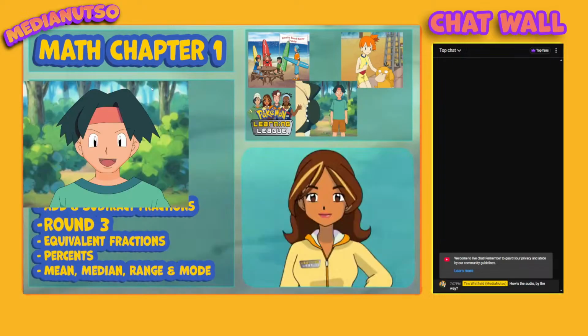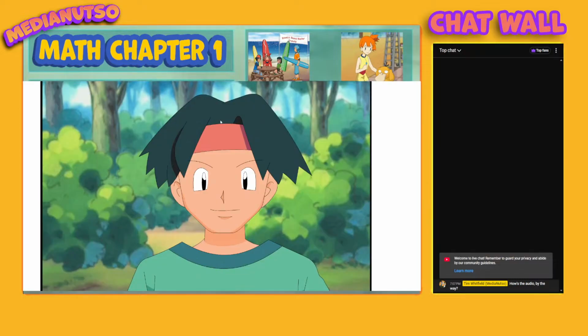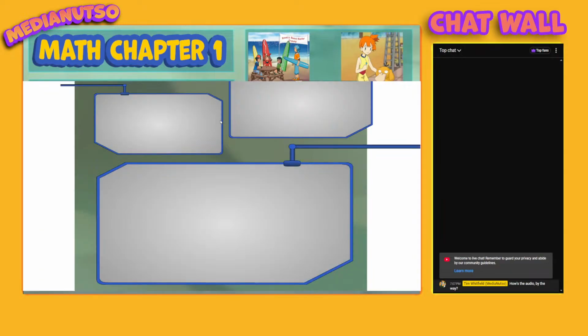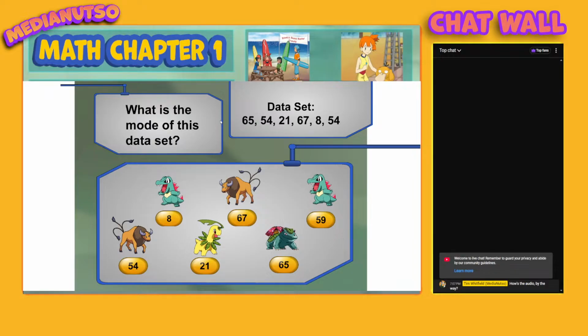Now, alright, now I need some help. I've got some food for some Pokemon on the grounds. Help them get to their food bins by using what we've learned about mean, median, mode, and range. What is the mode of this data set?